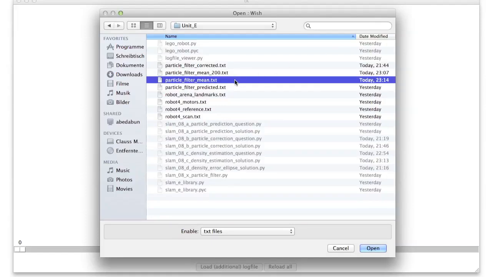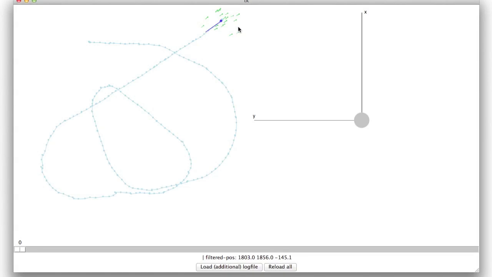Now after you run this, it will produce the particle filter mean.txt file. Let's load this. And now what you see here is in green all the particles for step number 0, and in blue the current mean position and mean heading. And as we cycle through the trajectory, we see how in every step the mean is computed, which gives us one single position for every filter step, similarly to the Kalman filter.